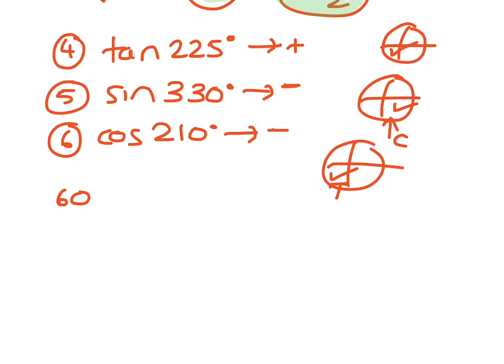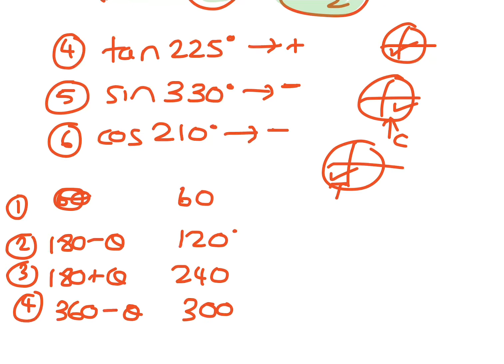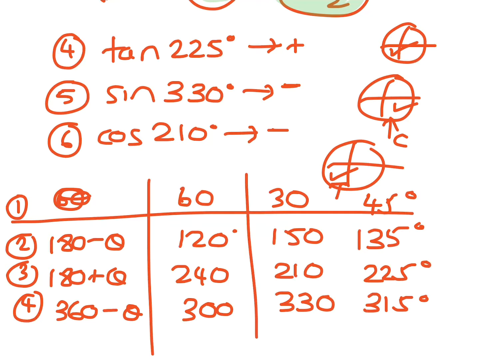Now, if you're having trouble with these, see it goes 60, then 180 minus 60. So I'll just go theta, 180 minus theta. If we think about this as the table, that's each quadrant. So you go 1, 2, 3, 4. So quadrant 1, if it was 60, 180 minus 60 is 120, 180 plus 60 is 240, 360 minus 60 is 300. If you did 30, 180 minus 30 is 150, 180 plus 30 is 210, and 360 minus 30 is 330. And the other angle that has exact values is 45. So 180 minus 45 is 135, 180 plus 45 is 225, and 360 minus 45 is 315. And that plants it in each quadrant.